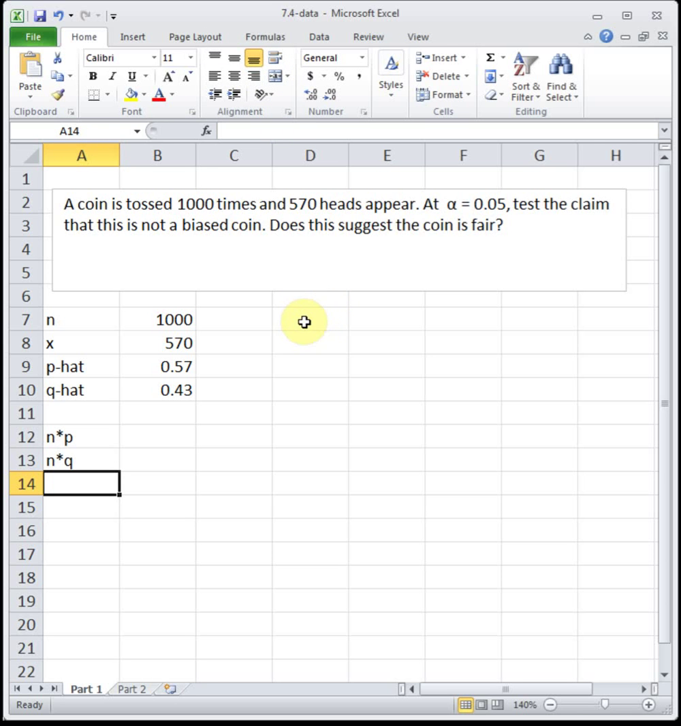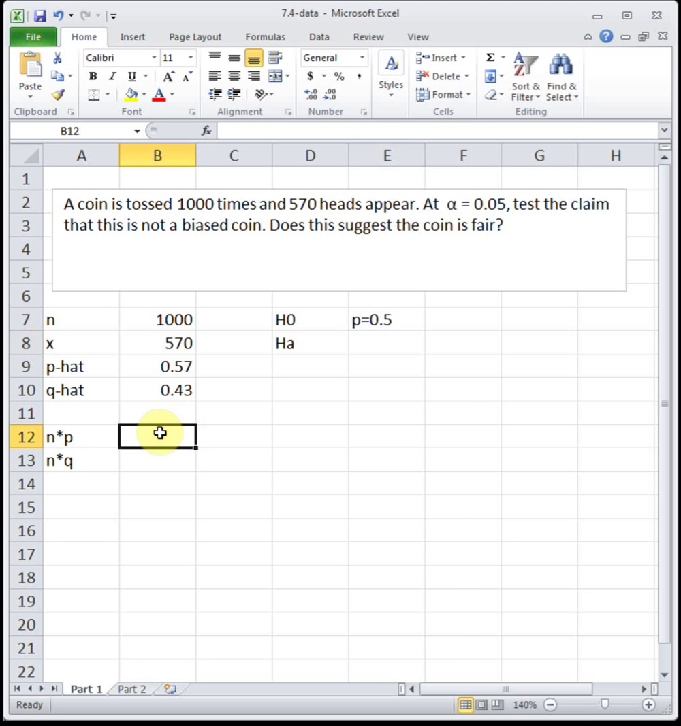Well, it's saying test the claim that this is not a biased coin. If something's not biased, that means that it's fair. So if it's a fair coin, that means that heads appears half the time. Because we're claiming that this is not a biased coin, it is fair. So the proportion of heads is equal to 50%, and the proportion of tails is also equal to 50%. That's what it means for a coin to be fair. So that gives us an assumed value for p of 0.5.